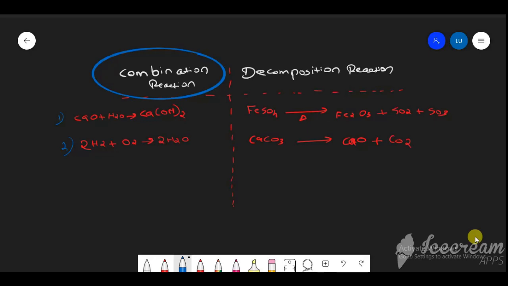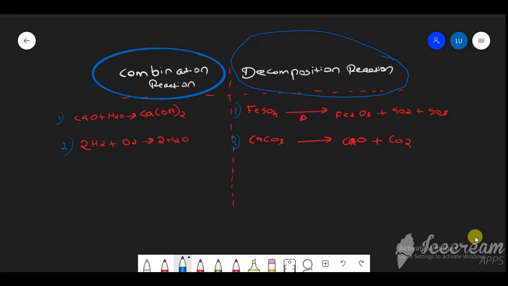Both these are combination reactions. And the next one is the decomposition reaction. What is a decomposition reaction? In a decomposition reaction, a single component is split into two or more. The first and second ones are decomposition reactions.